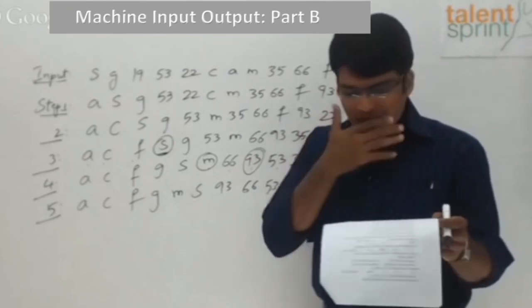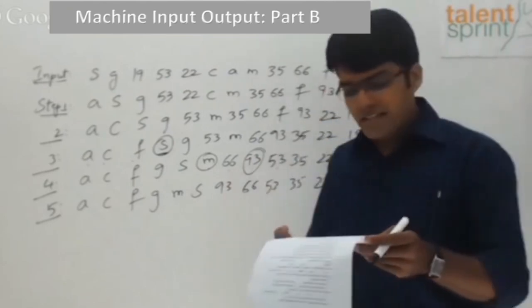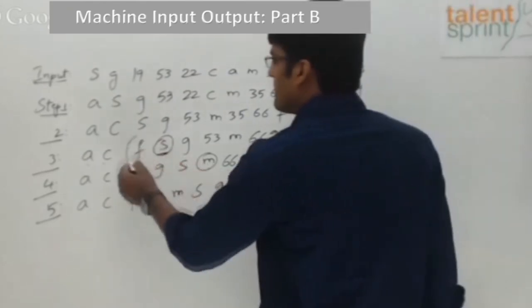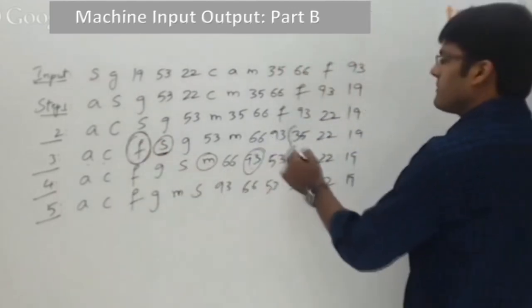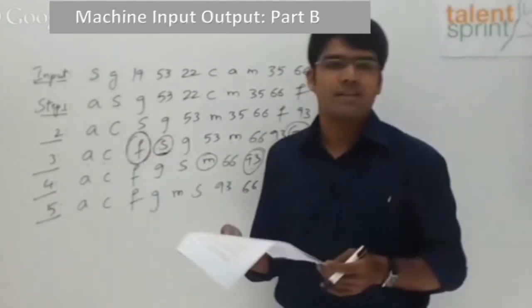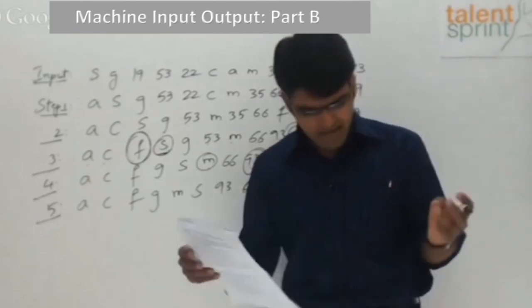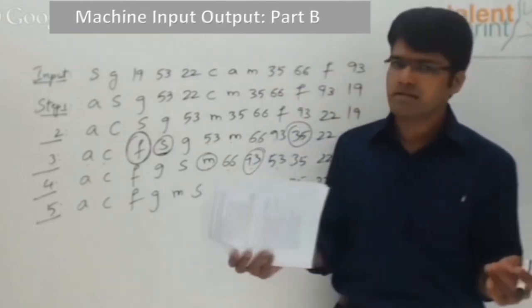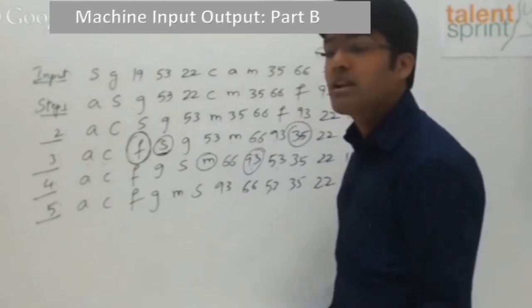20th one. How many elements are there between F and 35 in step 3? Step 3, F and 35. How many are there? 1, 2, 3, 4, 5, 6. 6 elements. Option 2 is your answer, right? So again, the same point. Answering questions is not difficult. Only the arrangement has to be done properly.